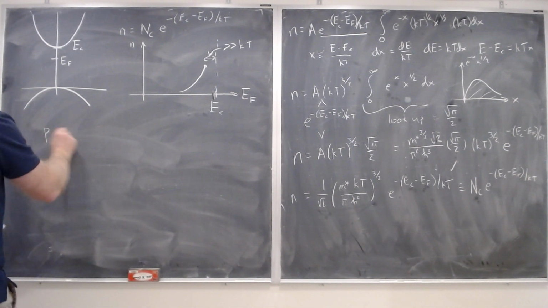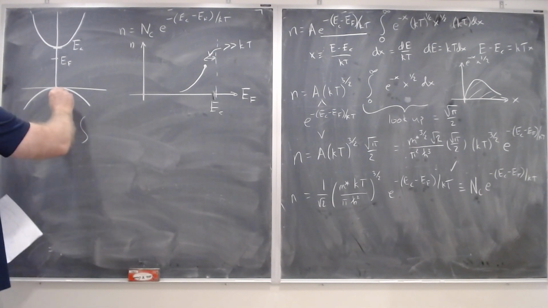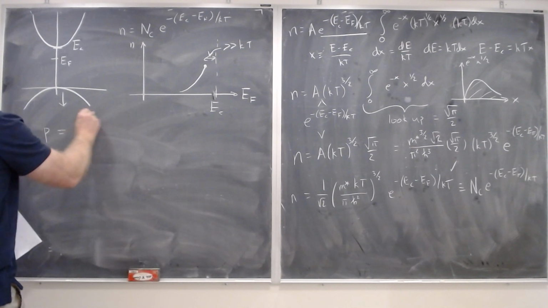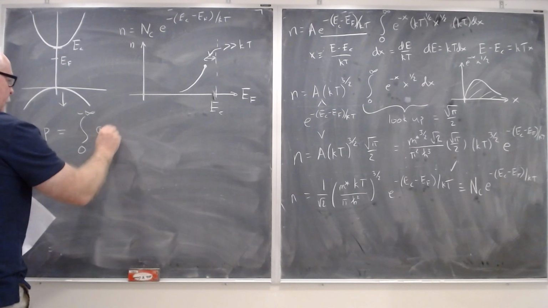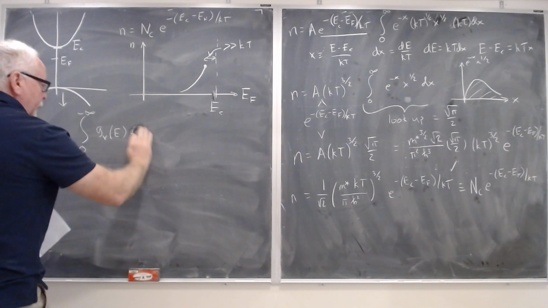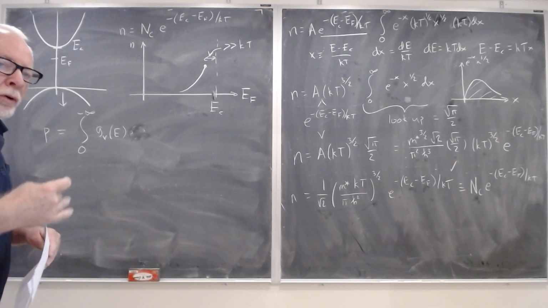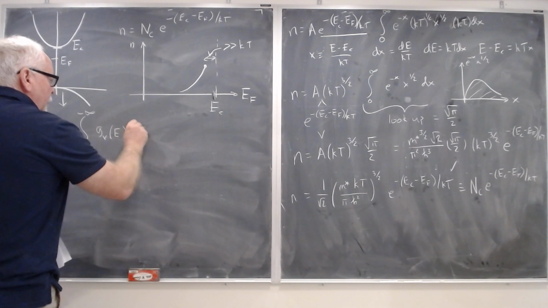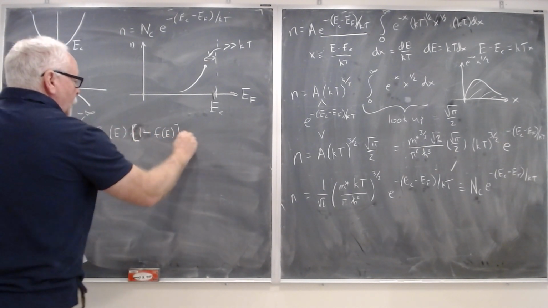Now, what about p? Okay, p is the same thing. Okay, it's the integral, and now what I'm going to do is I'm going to integrate this way. So I'm going to go from 0 to minus infinity of G for the valence band of E times, and now here, because the existence of a hole is the absence of an electron, I have to write 1 minus F of E dE.